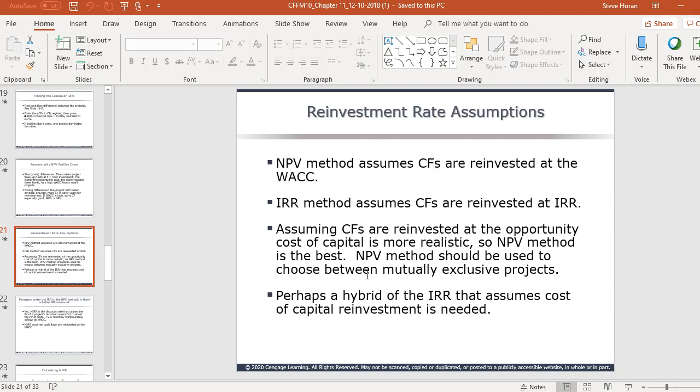The NPV method assumes cash flows are reinvested at the company's WACC. The IRR method assumes that cash flows are reinvested at the company's IRR rate. For projects S and L, they were like 23 and 18. So it says assuming cash flows are reinvested at the WACC, the opportunity cost of capital, is actually a much more realistic example, meaning that makes the NPV method more realistic and therefore a better method to use than IRR.